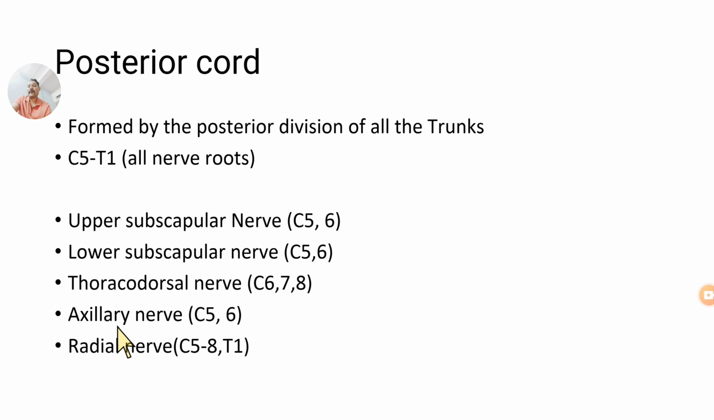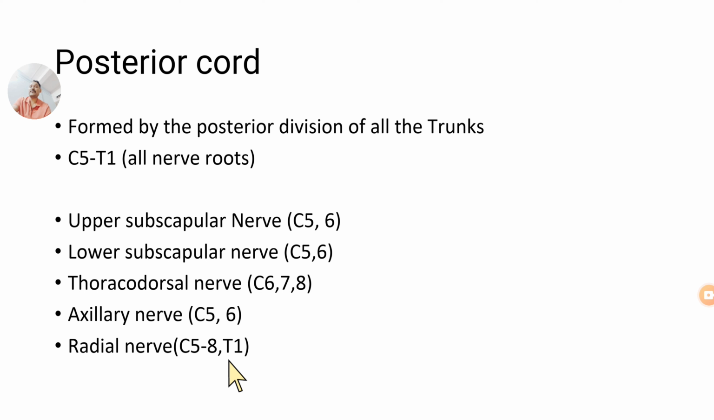Okay, the axillary nerve, C5, C6, is a very important key nerve that supplies the deltoid and also gives a small branch to the teres minor. Your lower subscapular gives a branch to the teres major. Remember these two as MCQ candidates.